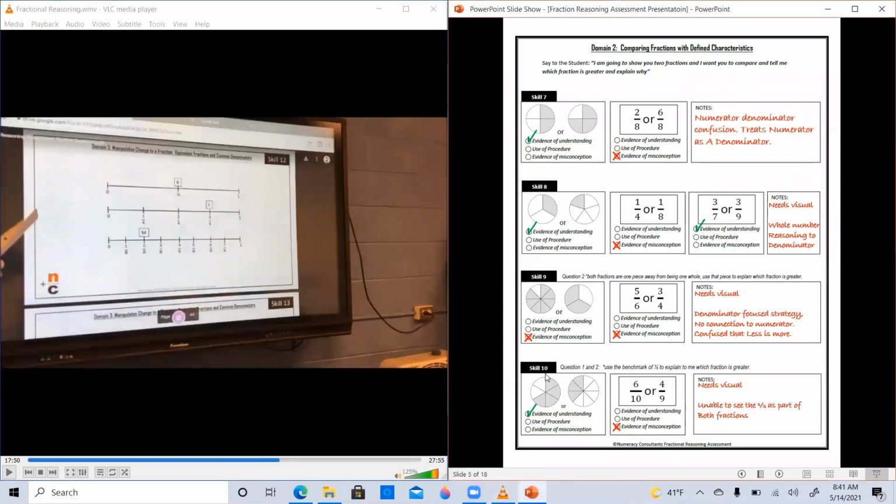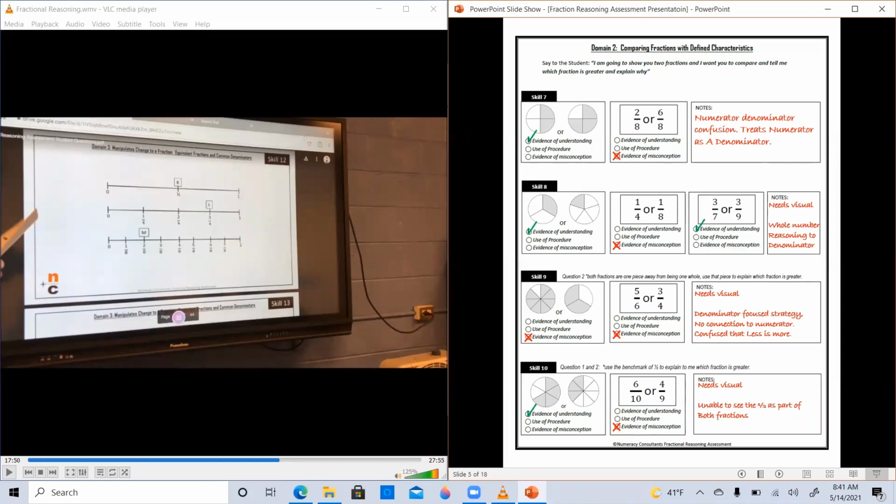Okay, and sorry for the last part, for skill 10, he needs the visual. He's unable to see half as part of fraction. So if you think about the student too, his name's TJ. He went through the first six skills almost flawlessly.